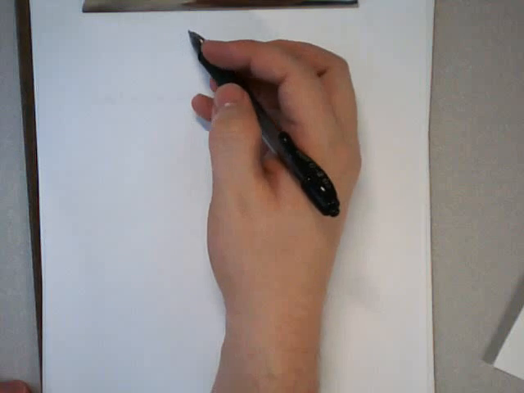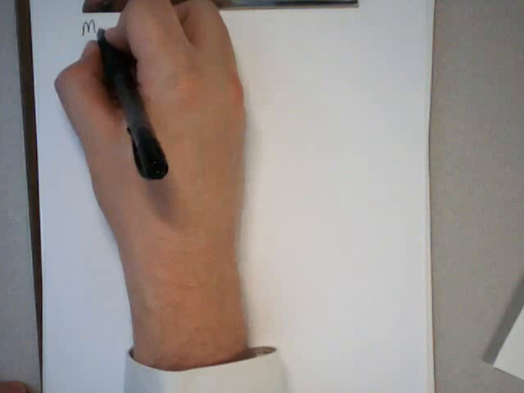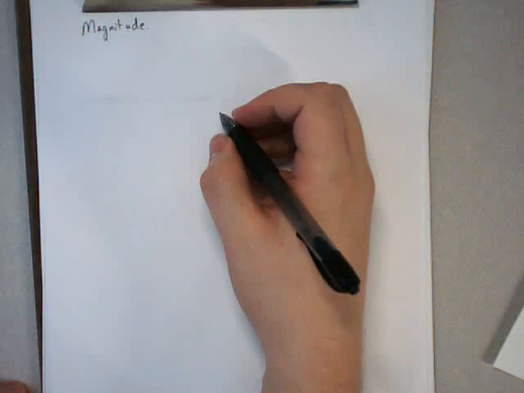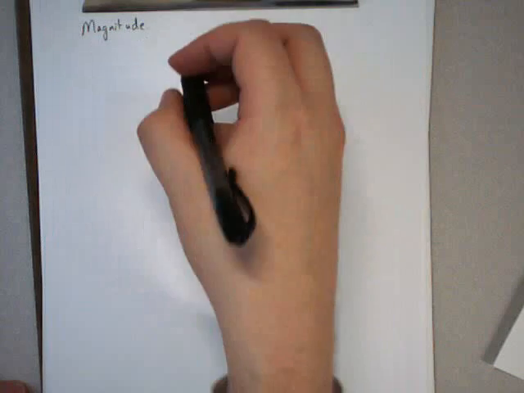In this screencast, I'd like to look at some properties of vectors. Namely, I want to look at the magnitude, or length, of a vector. I also want to look at the dot product and angles between vectors. So first, let's talk about the magnitude.